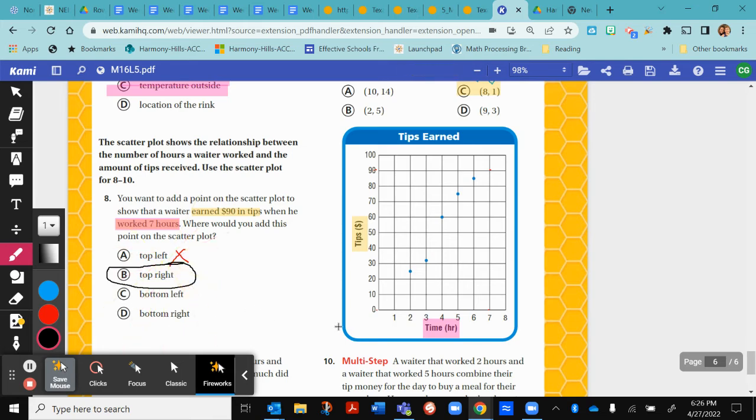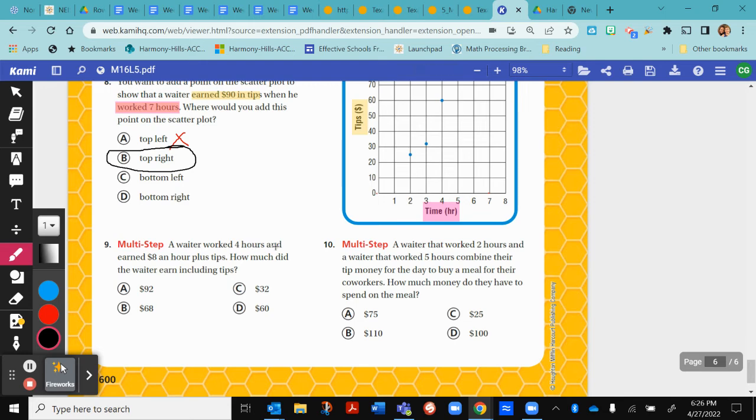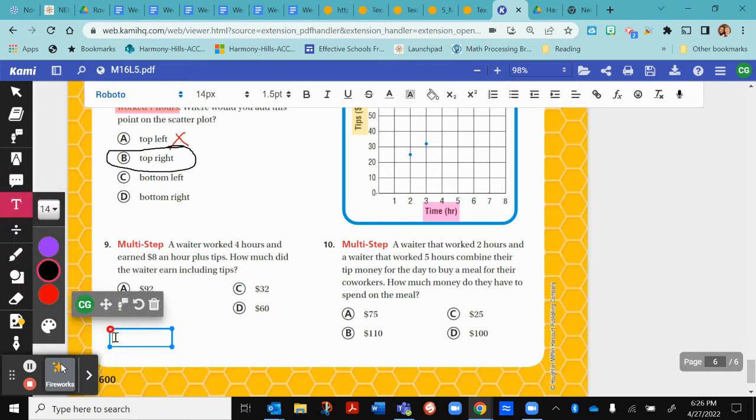All right, let's go to number 8 or number 9. For number 9, a waiter worked 4 hours and earned $8 an hour plus his tips. How much did the waiter earn, including his tips? Okay, remember we are needing to write author's purpose. Guys, do not forget author's purpose. You can put AP, like the way some of the kids have created that.